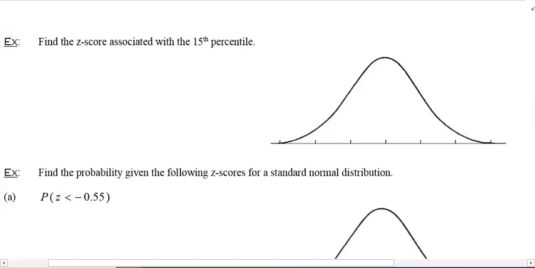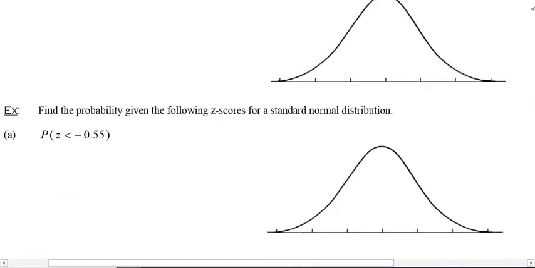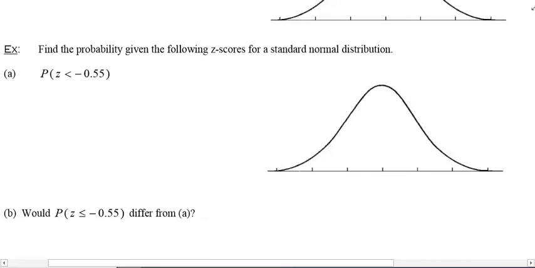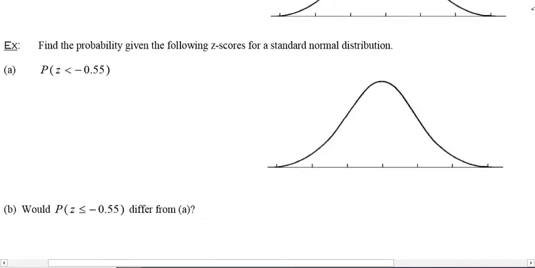We have a few more examples to go, but I want to do those out of sync, so I'm not going to go for the first example up there. I'm going to go for the second example there. So, find the probability given the following z-scores of a standard normal distribution.